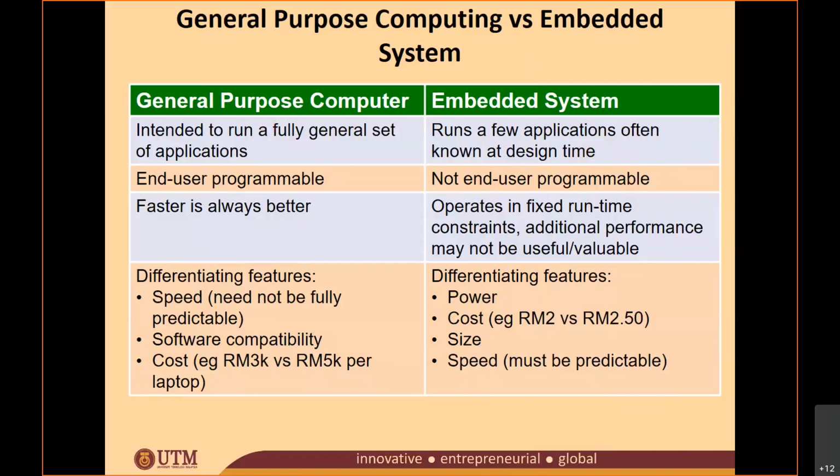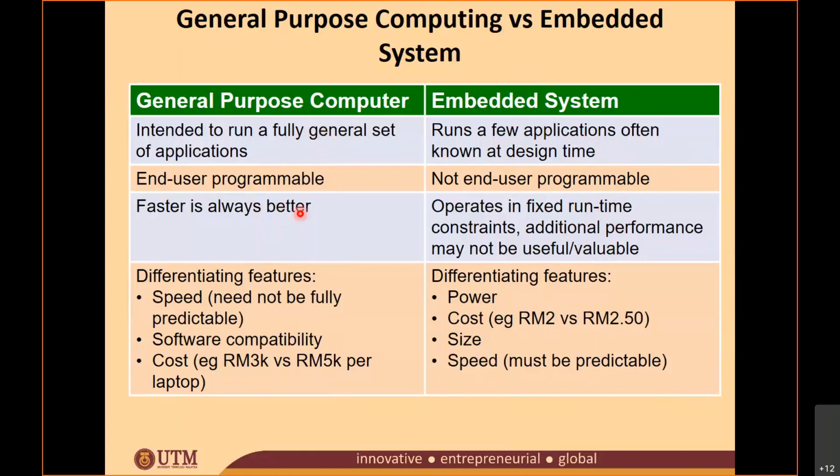And then for the computer, faster is always better lah. Of course lah, bila kamu ada komputer yang super powerful, which is fastest, maksudnya kamu ada higher RAM, processor yang tinggi, so baguslah. Compared to embedded system, it only operates in the fixed runtime constraint. Additional performance may not be useful or valuable. Kenapa? Sebab kamu hanya nak run a few applications, so no need to have a very powerful embedded system. But for the general purpose computer, of course lah, sebab kamu nak run many applications, so you need to have very powerful computer.